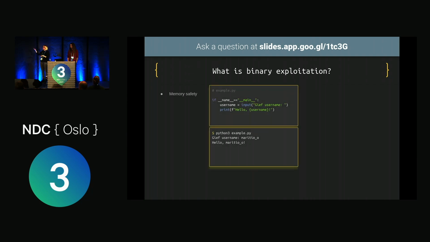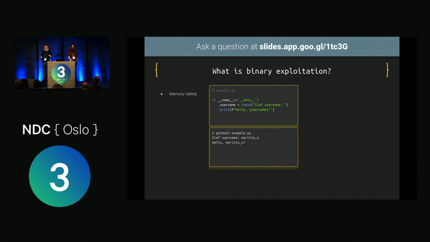We start by looking at this Python script. What it does is that it outputs "GIF username" to standard out, and whatever is written in standard in is stored in the variable username. And then we print hello username. We see the example on the bottom. I write my username Maritio, and it says hello Maritio.